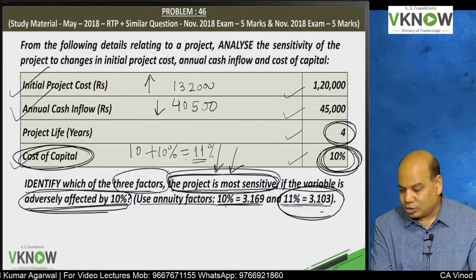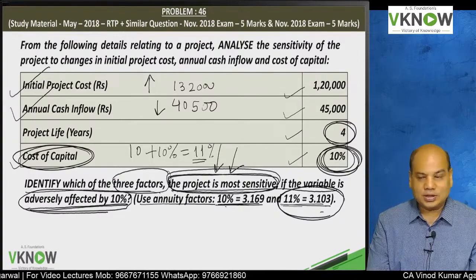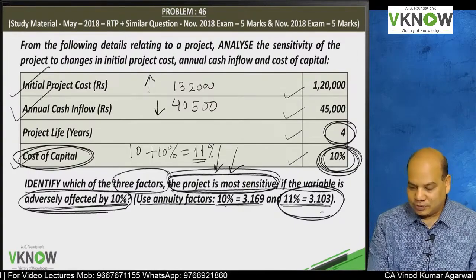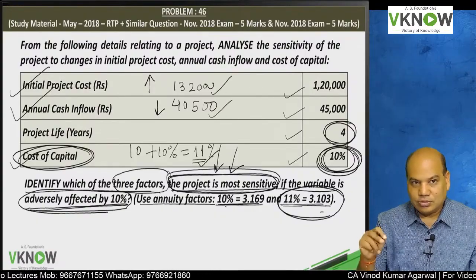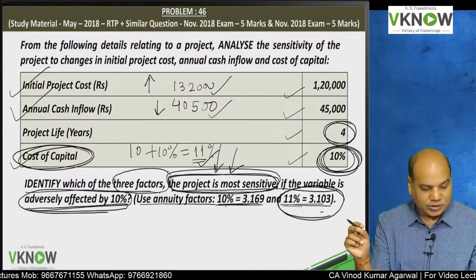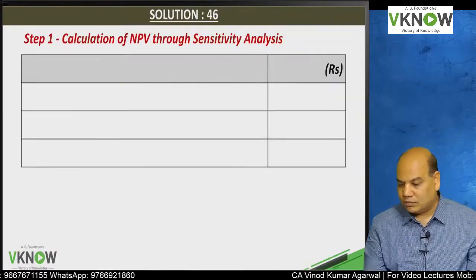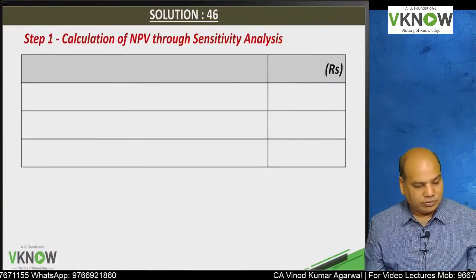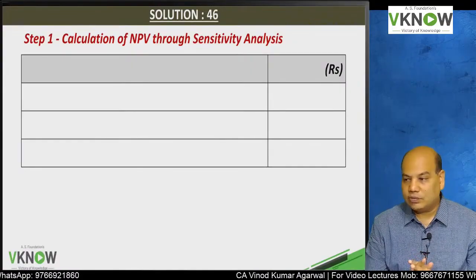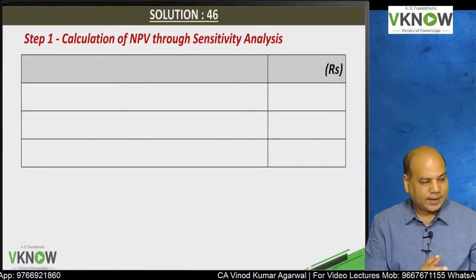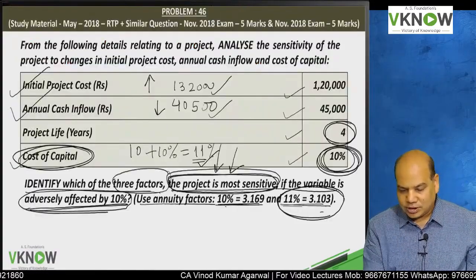Cost of capital, if it increases by 10%, will become 11, not 20. Don't take 10 plus 10. Take 10 plus 10% of 10, which is 11. So with the revised data, calculate change in NPV, percentage change in NPV, and which variable the project is sensitive to maximum. We will see. First we will compute the NPV of the original question, the NPV based on original data.